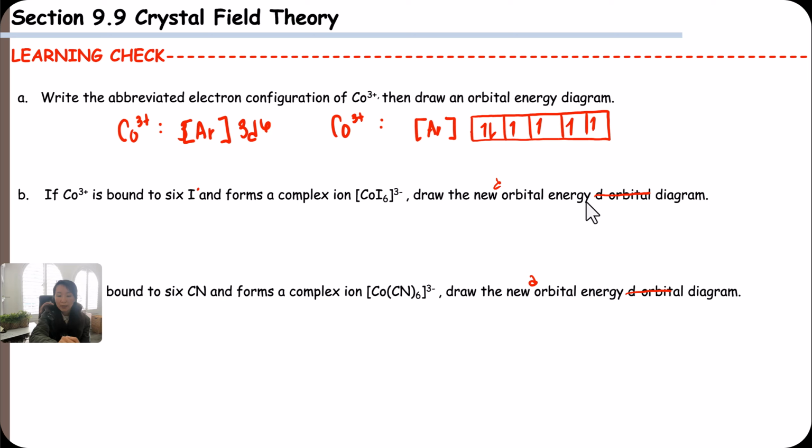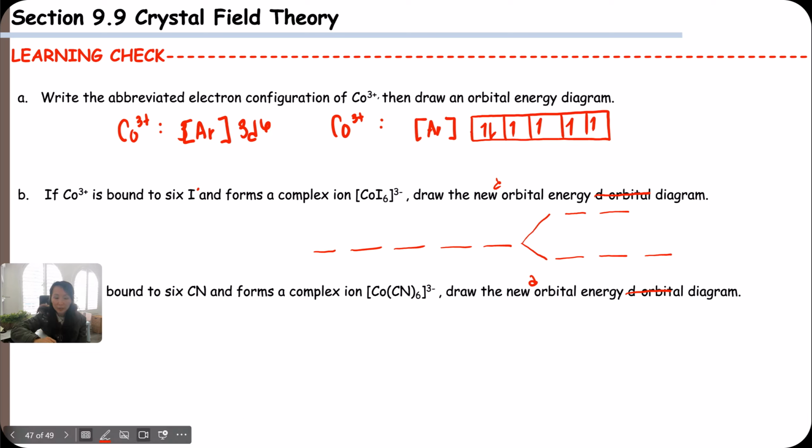So the new one, we know that it's going to split off. So we have 5 lines here. We know it's going to split off, where 2 are going to be on top and 3 are going to be on the bottom. But we need to go back to that chart where it determines whether it's going to be a big or large splitting, or a low crystal field splitting. I have that in the previous slide.